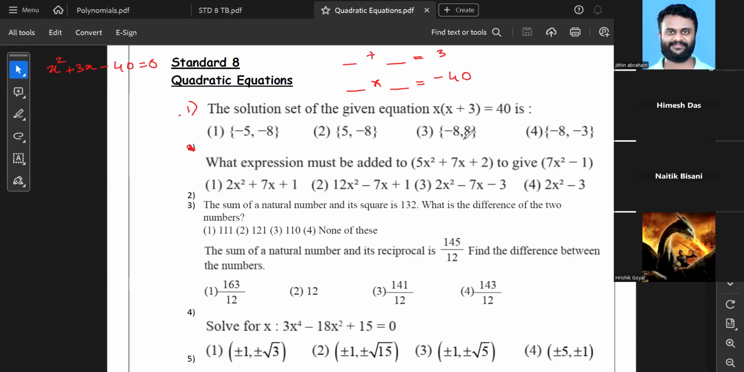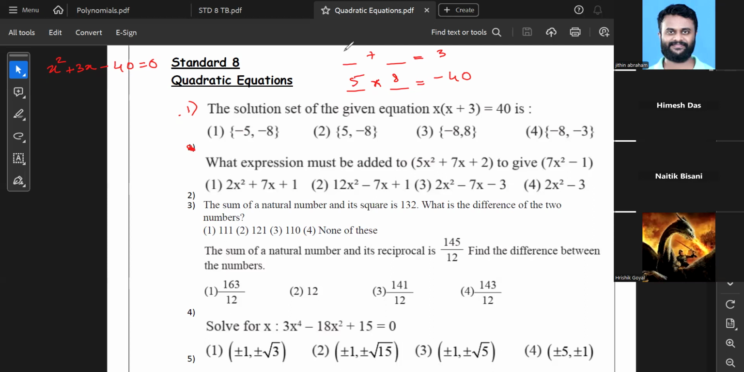Since you have options, if you're not able to click the factors directly, you can just observe the options and try them. For example, the first option is 5 and 8. Don't go for the signs, just see 5 and 8. You need subtraction: 5 minus 8 gives 3, and 5 multiplied by 8 gives 40. So 5 and 8 are your factors.